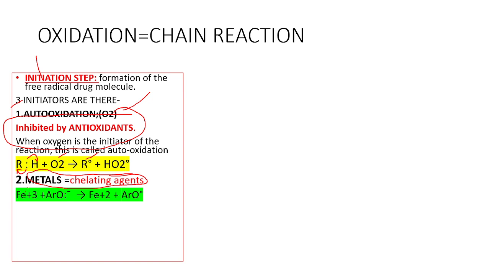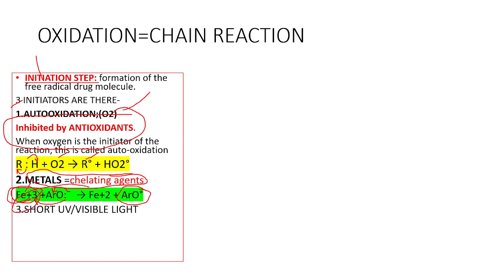See here, iron is there, Fe+3. This is an aryloxy group. Here, nothing but aryloxy group. It contains two electrons. See, this iron will take one of the electrons from here and the aryloxy group will take another electron. Hence, the aryloxy group will become a free radical here. So, in order to prevent the oxidation catalyzed by the metals, we use a chelating agent.